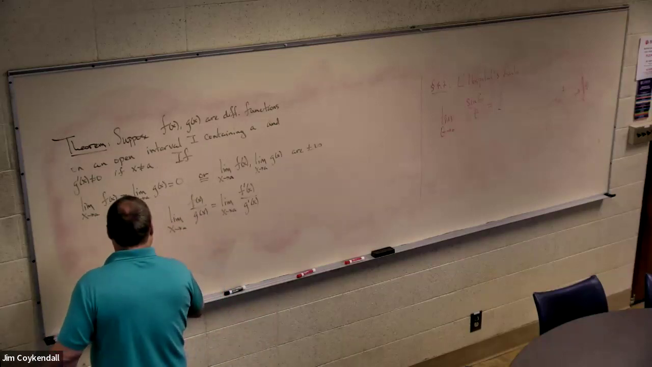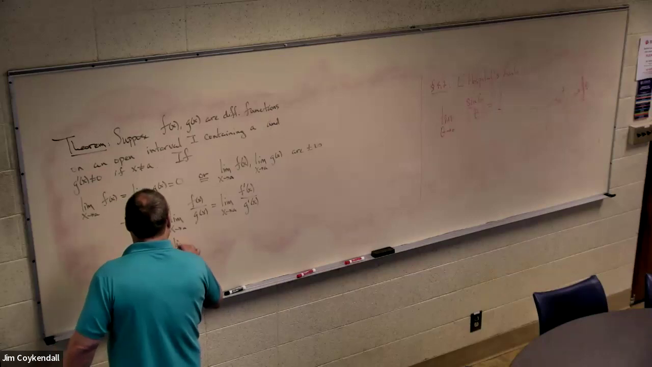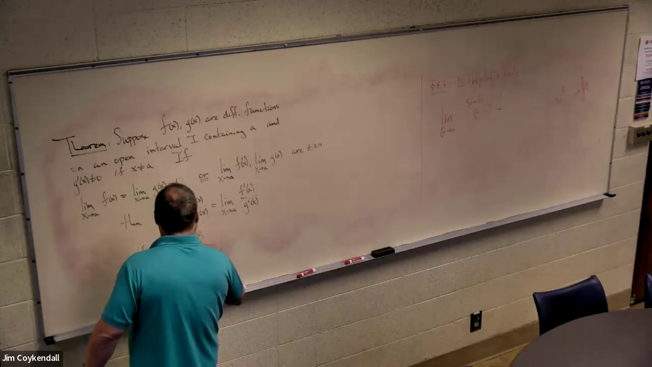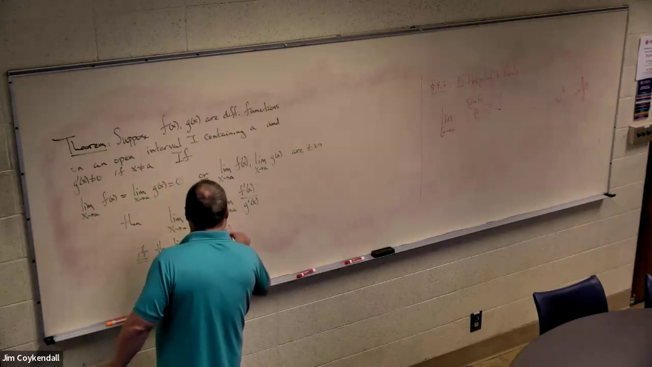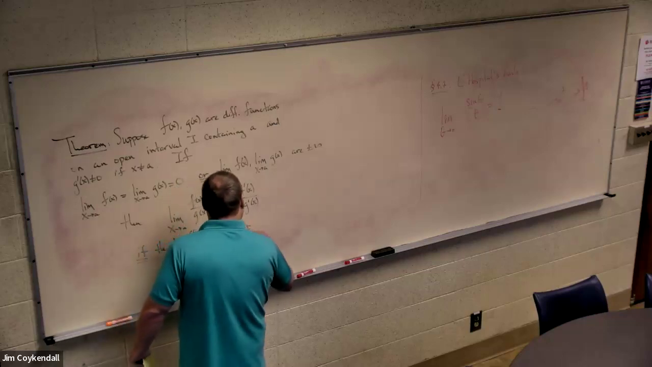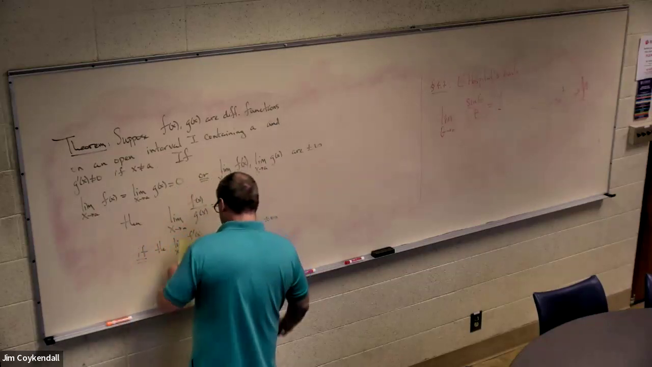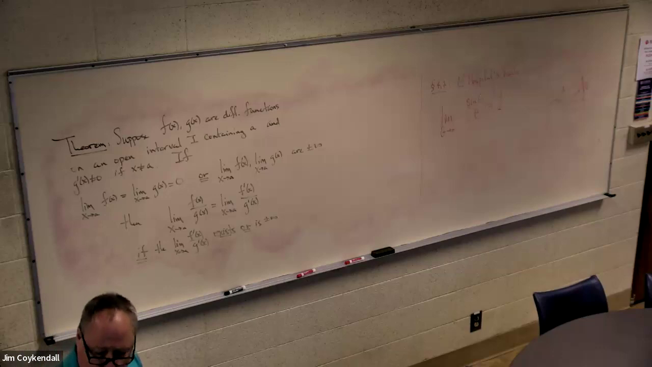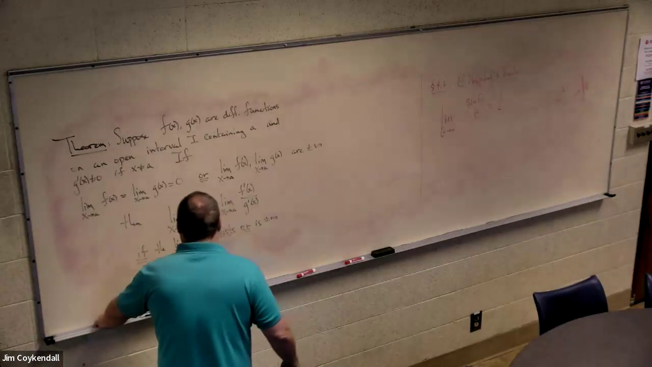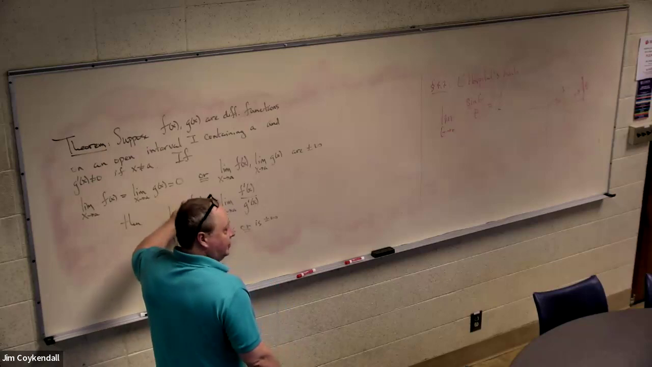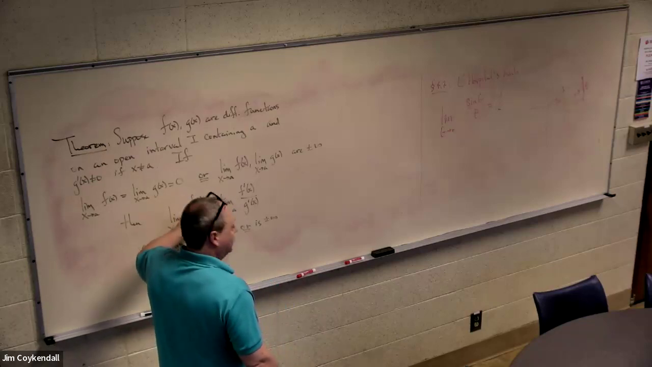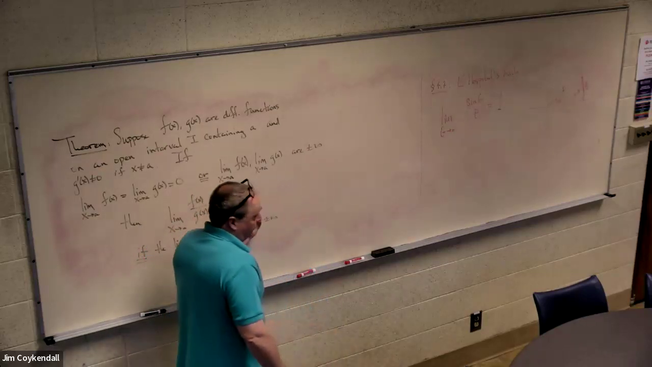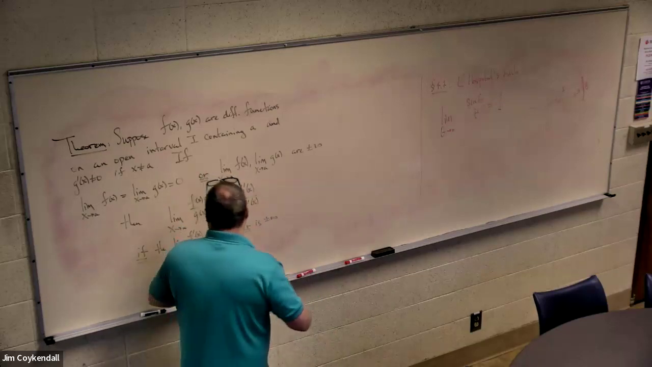If the limit of f prime of x over g prime of x exists, or is plus or minus infinity. So that's what we call L'Hopital's rule. It allows you to take a quotient by taking the limit of the derivatives. Notice that this is not the quotient rule. This is derivative of the top over derivative of the bottom.